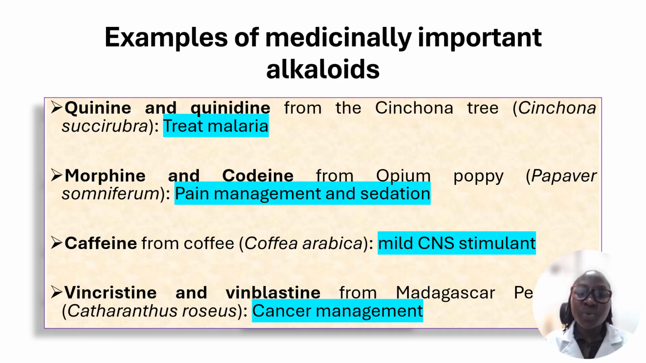One is quinine and quinidine from Cinchona, which treat malaria. Another one is morphine and codeine from Papaver somniferum for pain management and for sedative activity. We have caffeine, the well-known CNS stimulant. This is mild. We have vinca alkaloids known as vincristine and vinblastine from Catharanthus roseus. They are used for cancer management. These are just very few examples among many.